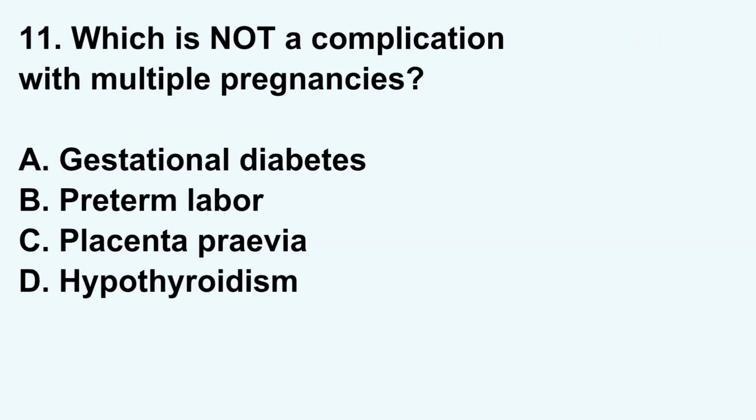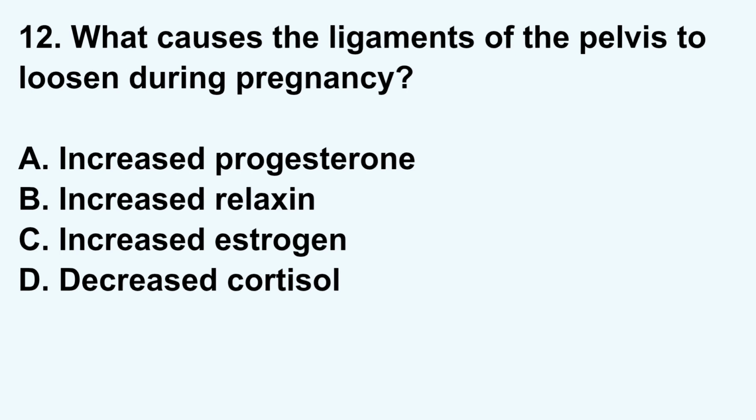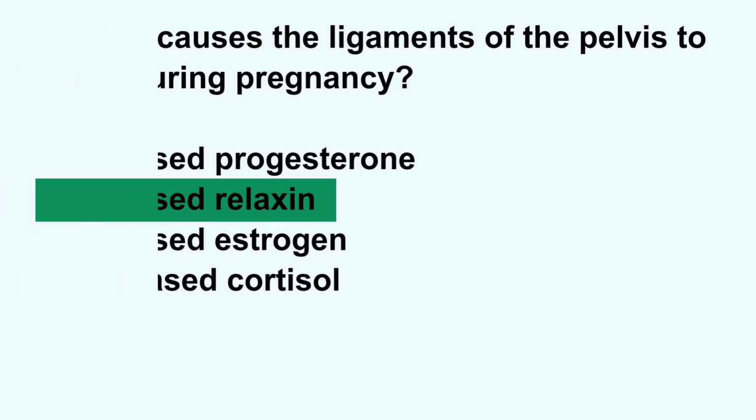Leiomyomas. Which is not a complication associated with multiple pregnancies? A. Gestational diabetes. B. Preterm labor. C. Placenta previa. D. Hypothyroidism. Correct answer, D. Hypothyroidism. What causes the ligaments of the pelvis to loosen during pregnancy? A. Increased progesterone. B. Increased relaxin. C. Increased estrogen. D. Decreased cortisol. Correct answer, B. Increased relaxin.